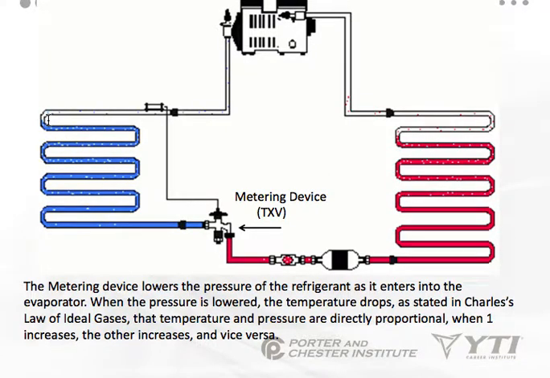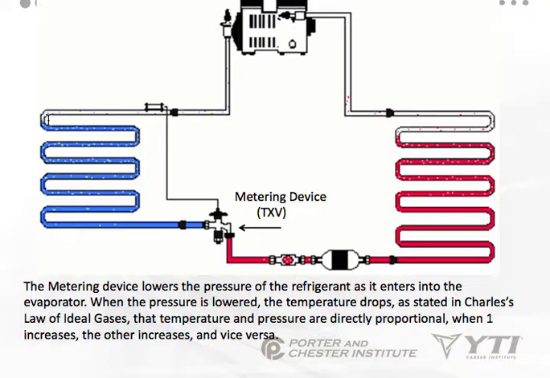The metering device actually causes the pressure lowering of the refrigerant as it enters the evaporator. When the pressure is lowered, the boiling point drops. Okay, and again, we're referencing Charles' law of ideal gases. The temperature and the pressure are directly proportional. When one increases, the other increases, and vice versa.